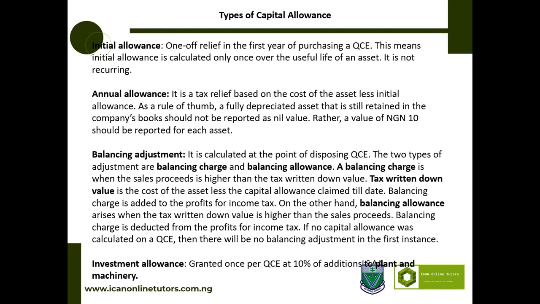It will also be listed there, but the best advice is to know the major capital allowance rates for motor vehicles, plant and machinery, furniture and fittings. These are the major ones.